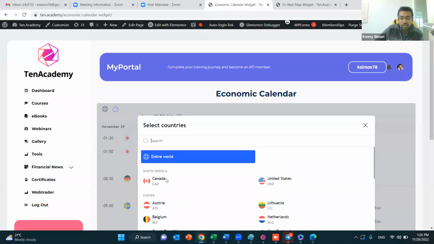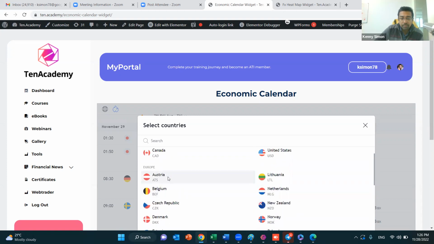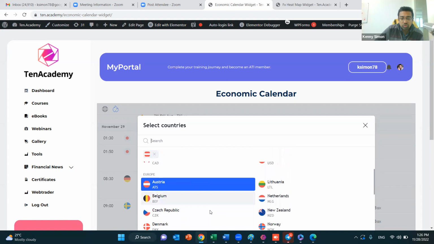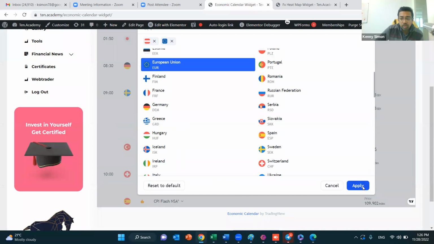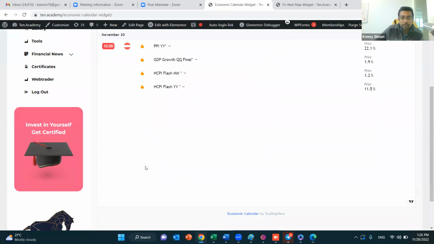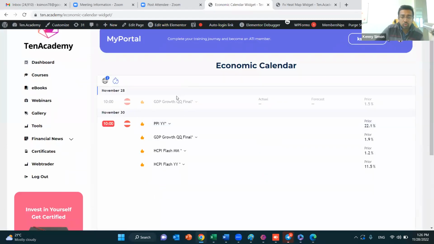But you see, I've selected all this one here. Canada, United States, yes. In Europe, it's probably just the European Union. That should be good. Then you can just apply, right? And the whole filter would actually filter according to what you're looking at. So if you want Euro, US, Canada, and all the major ones that I've said, you just select them all and then you click apply. So only these ones will come out, and you get more focused. That is probably a better way to approach the economic calendar. Okay, and that's basically it.